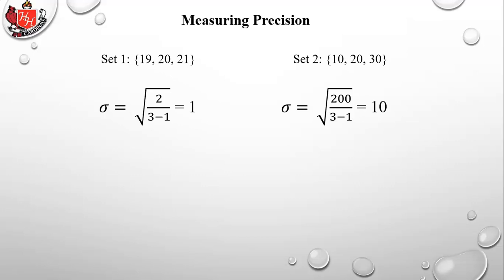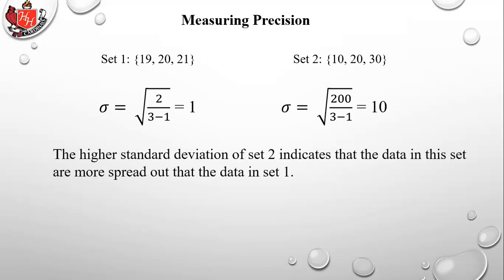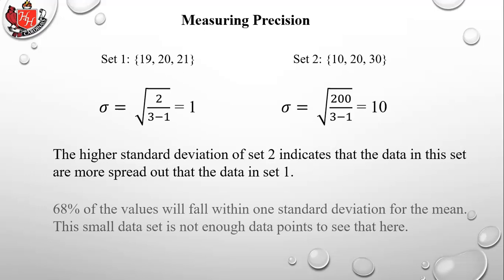Again, you don't have to understand exactly what that means right now. Just understand the higher the standard deviation, the more spread out the data. The lower the standard deviation, the more tightly grouped together the data is. So the higher standard deviation of set 2 indicates that the data in this set are more spread out than the data in set 1.